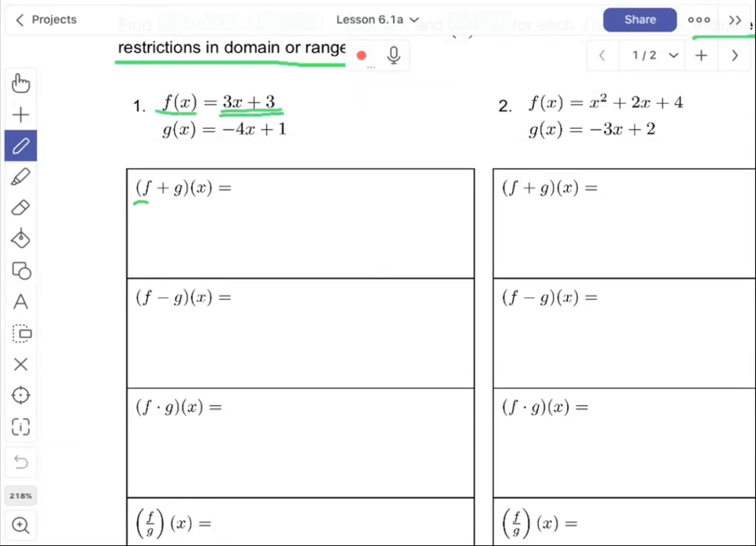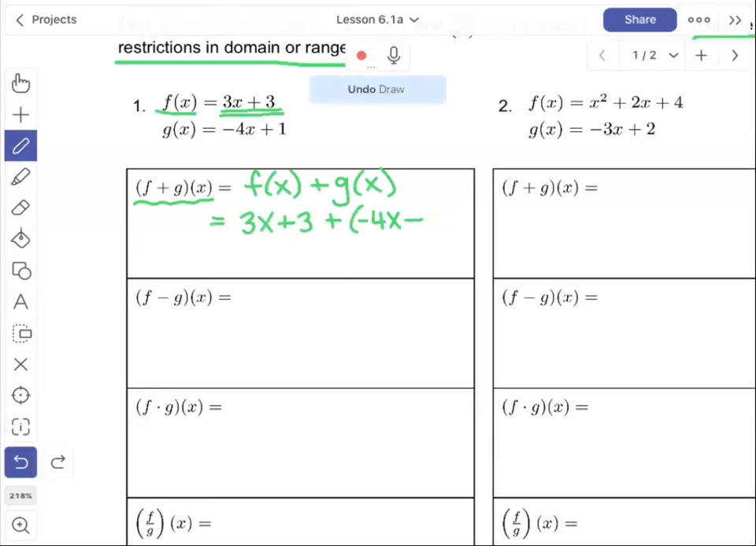And what this is saying is I want to add the f function with my g function. So what is f of x based off of what they give us? Oh, so 3x plus 3. Good. Plus negative 4x plus 1. Good. There you go. And then now you just simplify that. So you're basically just adding those functions together. And you actually don't even need the parentheses since we're just adding. So add those together, Samantha. And what does that simplify down to be?